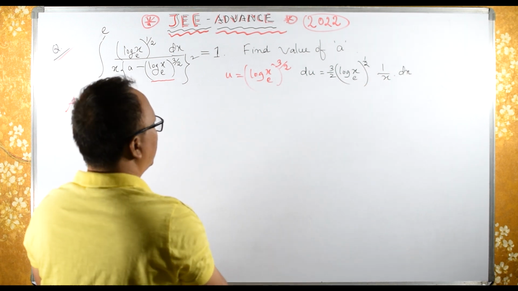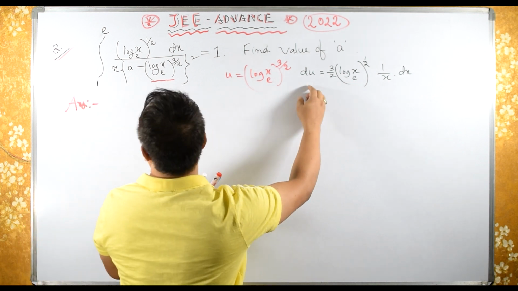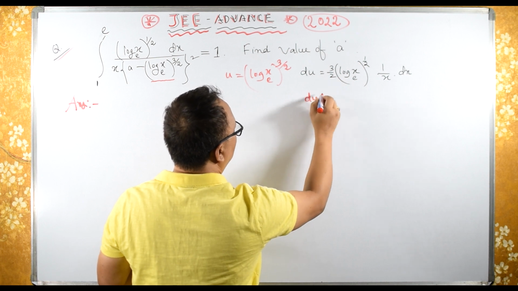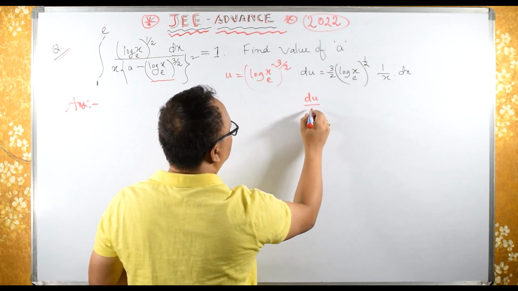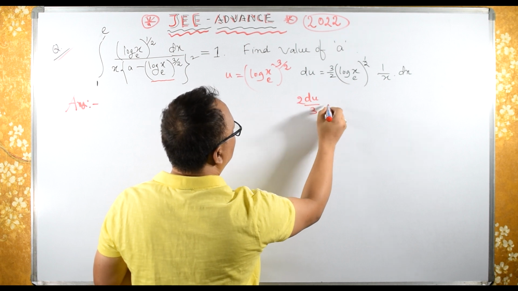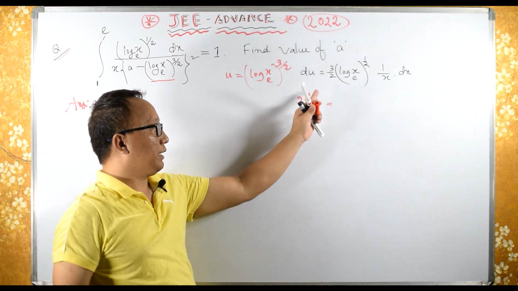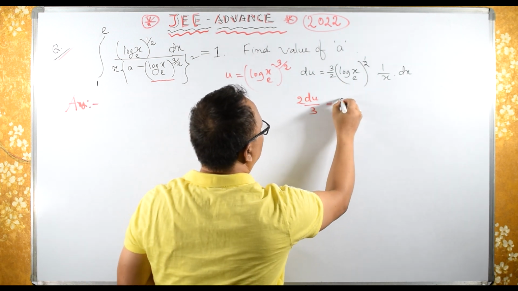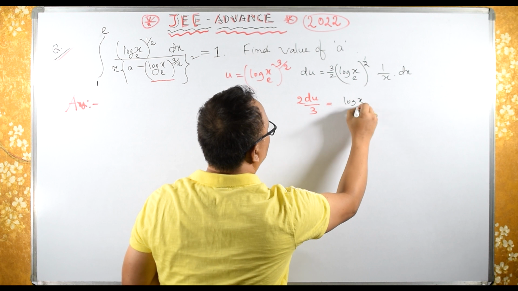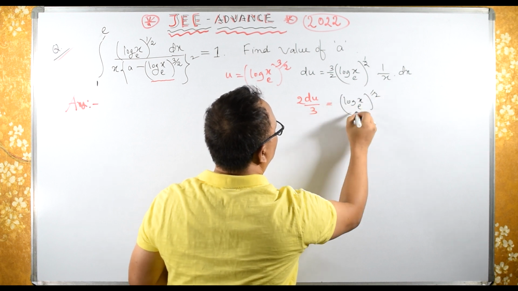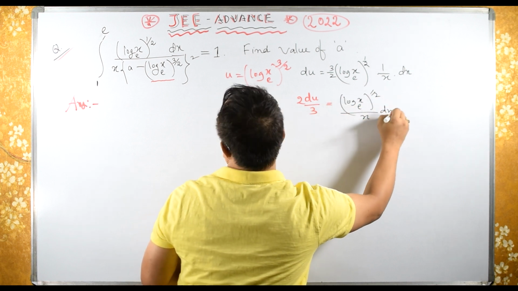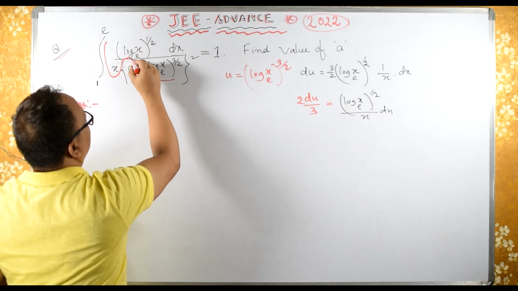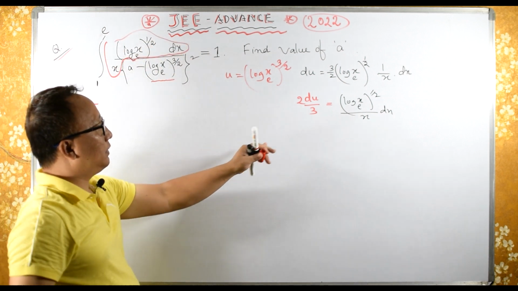So let's send this. We can send this du by 3, I'm sending this down, 3 down, 2 up, equals (log of x to the base e) to the half upon x dx. Meaning we have all these as 2 by 3 du.